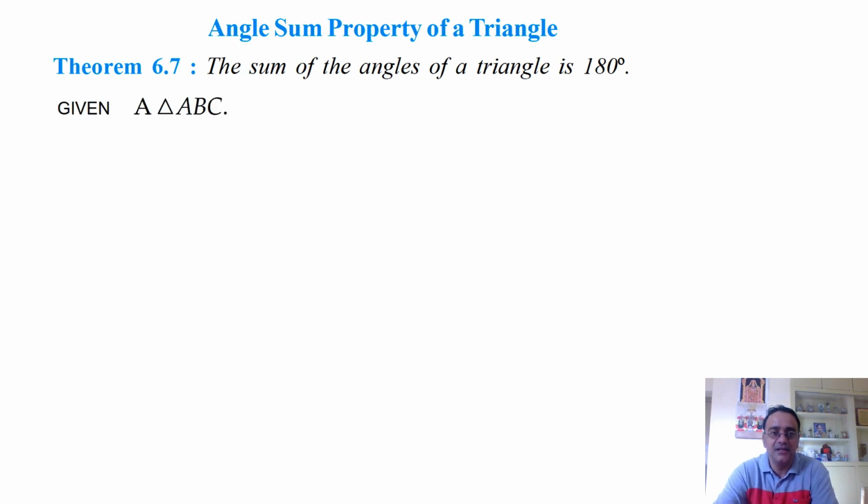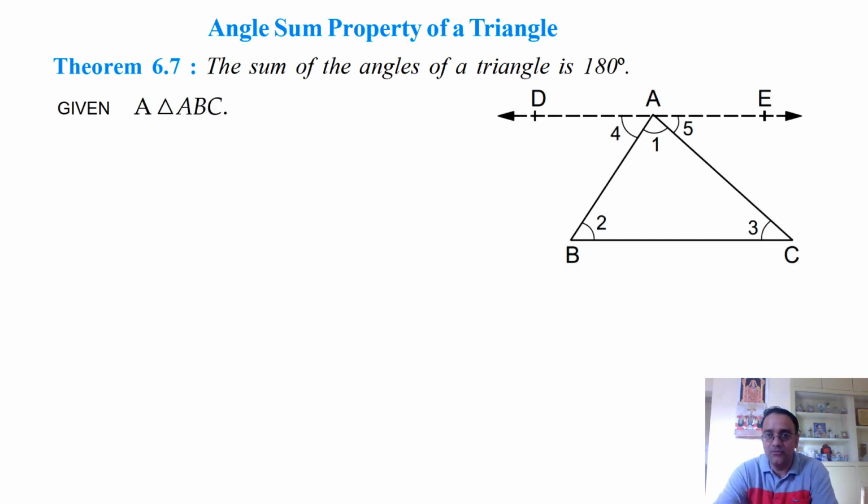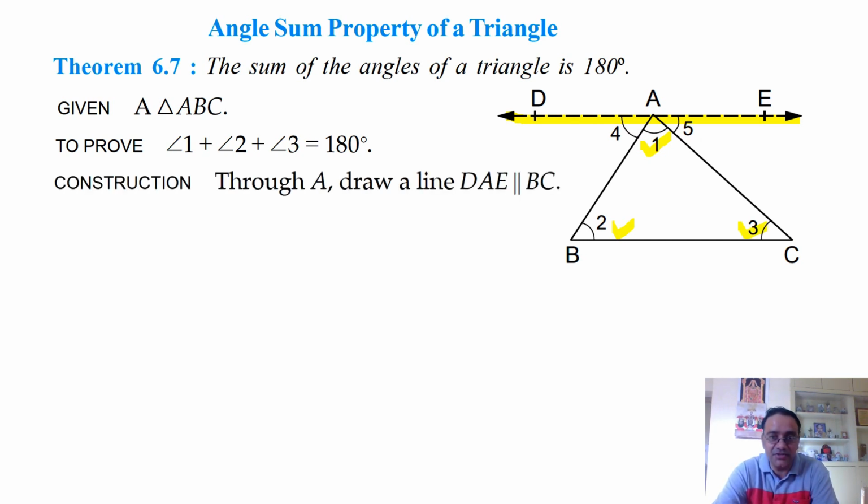So let us start with the given. One triangle is given, and we are going to do a small construction. We'll draw through A one parallel line, that is DE parallel to BC. Okay. So what we have to show is that angle 1 plus angle 2 plus angle 3 is equal to 180 degrees. Now we have to write the construction also. Through A we have drawn one parallel line DA parallel to BC. So the steps up to here will be 2 marks. If the proof is of 4 marks, then it is 2; if 3, then 1.5.